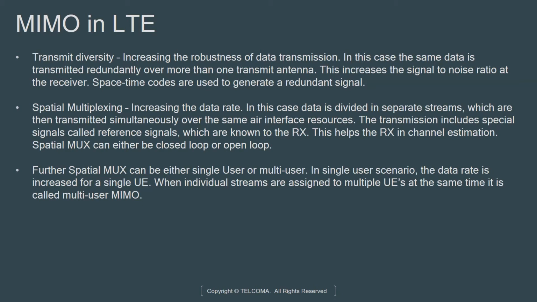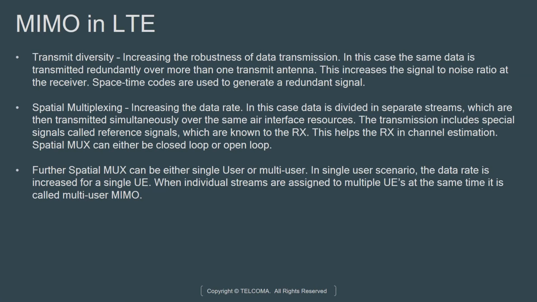Spatial multiplexing. This is used to increase the data rate. In this case, the data is divided into separate streams, which are then transmitted simultaneously over the same air interface and resources. The transmission includes special signals called reference signals, which are known to the receiver, and this helps the RX in channel estimation. Spatial multiplexing can either be closed loop or open loop.